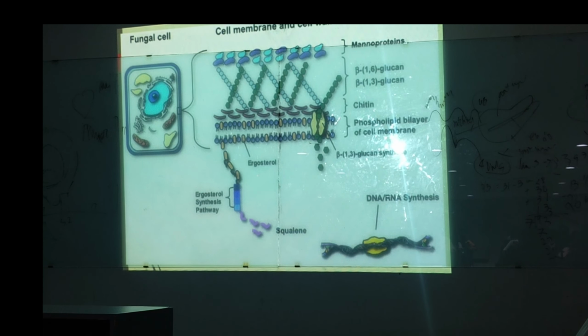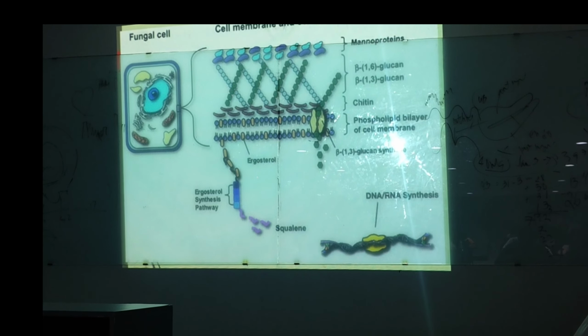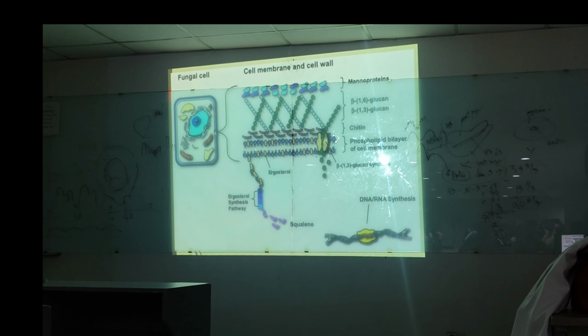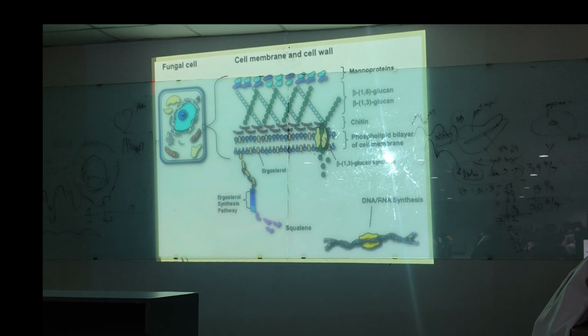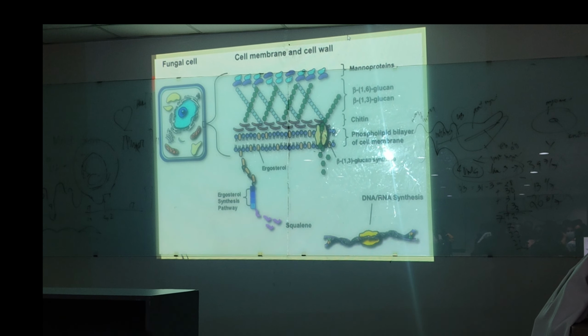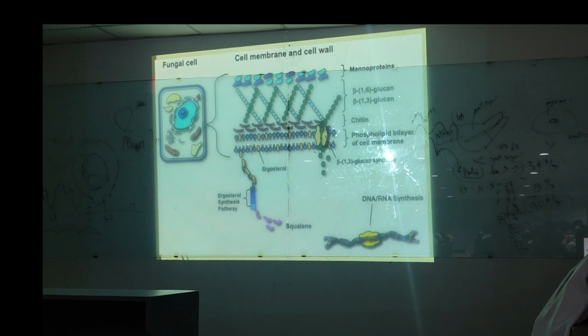So this is the structure of your fungal cell, and that is the cell membrane. It's being zoomed out. These are the structures forming the cell membrane of your fungi. The yellow one is your ergosterol. This is an important part of the cell membrane. It gives stability to the cell membrane of fungi. The drugs will be targeting this ergosterol, the ergosterol synthesis pathway.